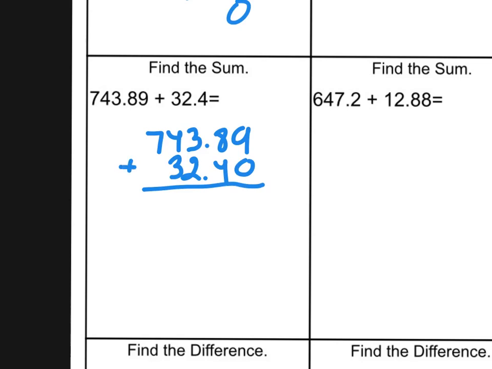9 plus 0 makes 9. 8 plus 4 makes 12. Carry the 1. My decimal goes straight down. 1 plus 3 makes 4. 4 plus 2 makes 6. 4 plus 3 is 7, and the 7 is by itself. So our sum is 776 and 29 hundredths.